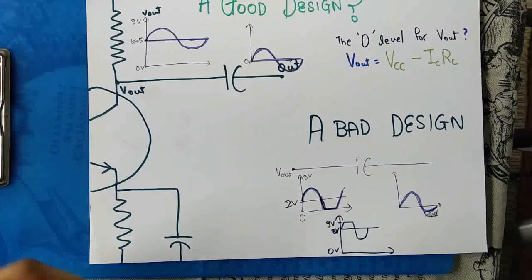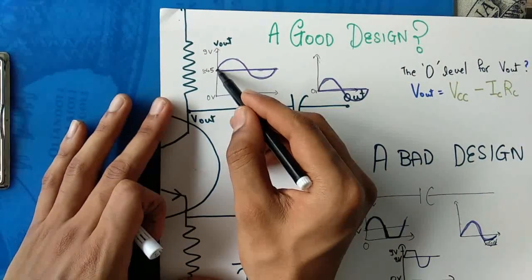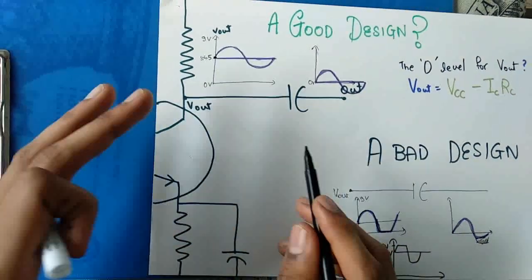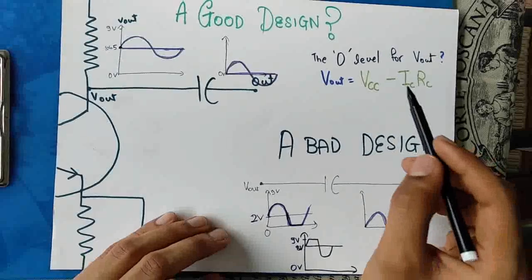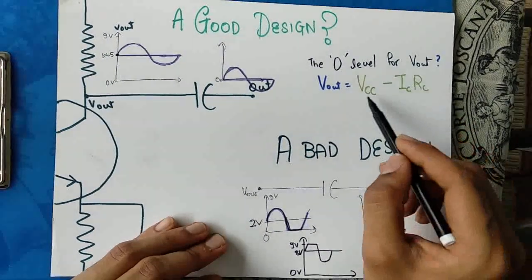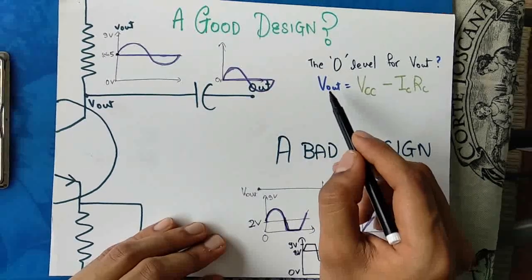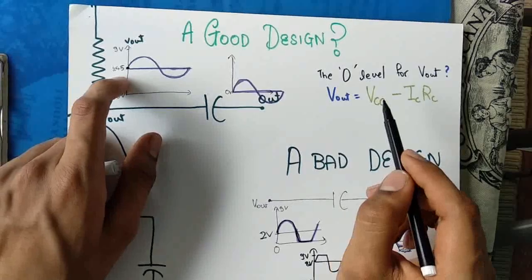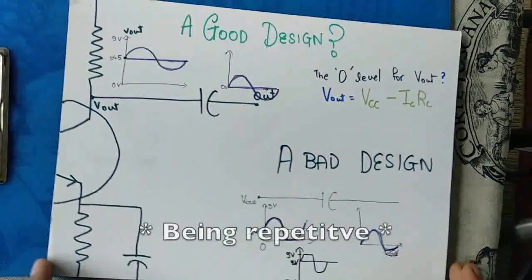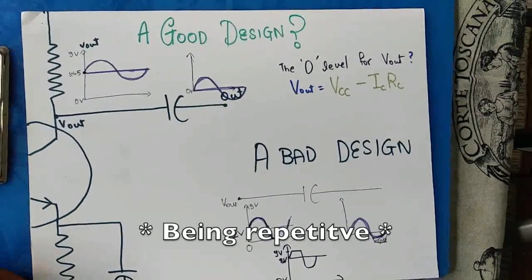Okay, so now that we know what's a good design and what's a bad design, let me also tell you that if you want to find out what's the DC level of the circuit to find out whether the circuit is a good circuit or not, we can simply put in the values of VCC minus ICRC, and the voltage that we get is the DC level of the output. And once again, as I told before, you don't need to worry about this because we will be looking into this in detail.